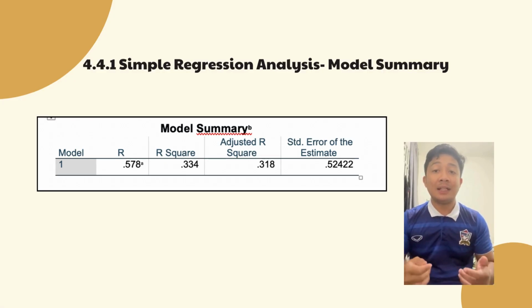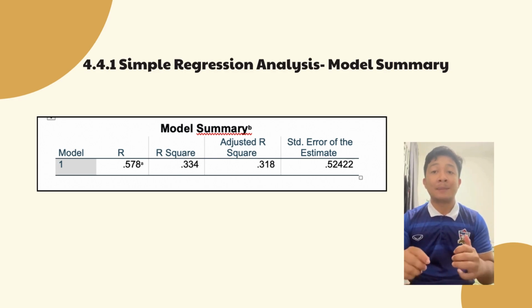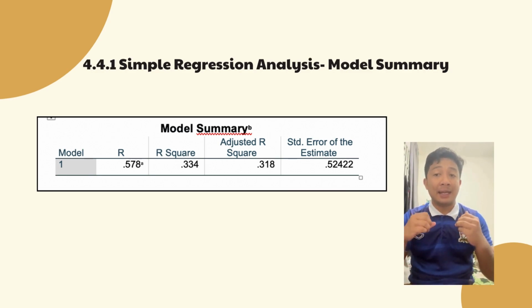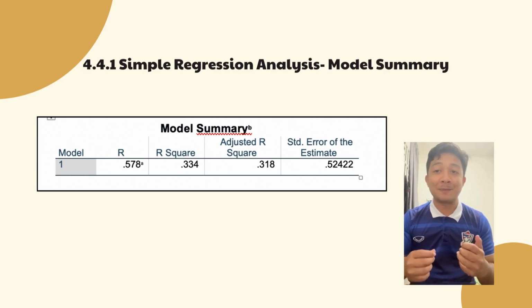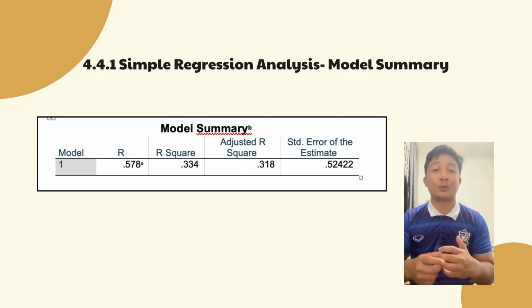Okay, for simple regression analysis, model summary. Okay, model 1: R shows .578 and R square is .334, and adjusted R square is .318, and the last one, standard error of the estimate, is 52.422.